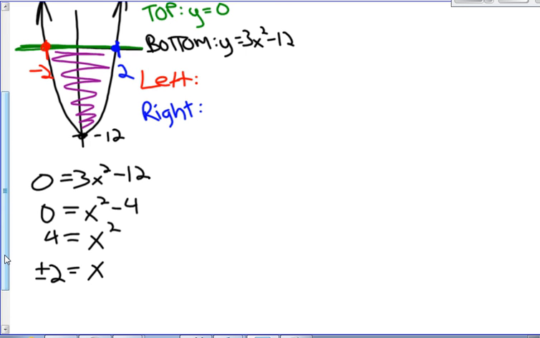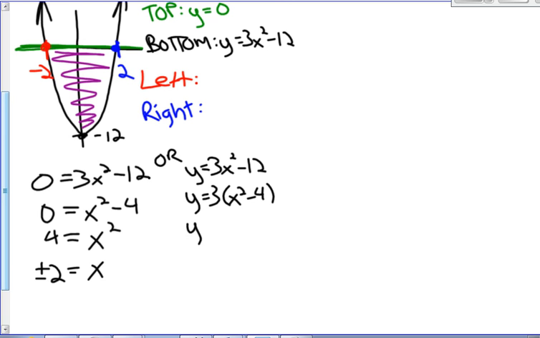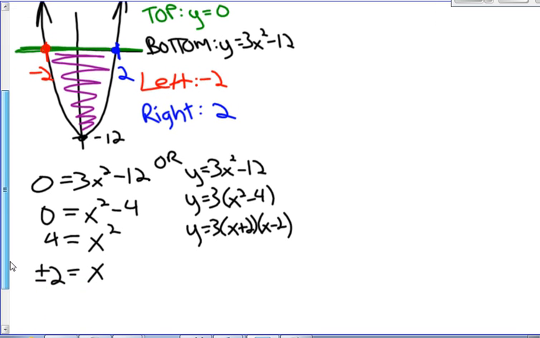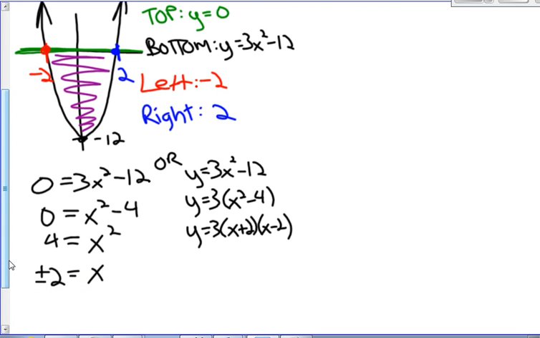Now, if you didn't like that approach, you could have just factored the curve. So it factors to y equals 3 times x squared minus 4, or 3 by x plus 2 times x minus 2. Right away, we know what our x-intercepts are. It still gives us a left x-intercept of negative 2 and a right of 2. Aside from that, this is going to look exactly the same as the last example we did. So let's find that area.